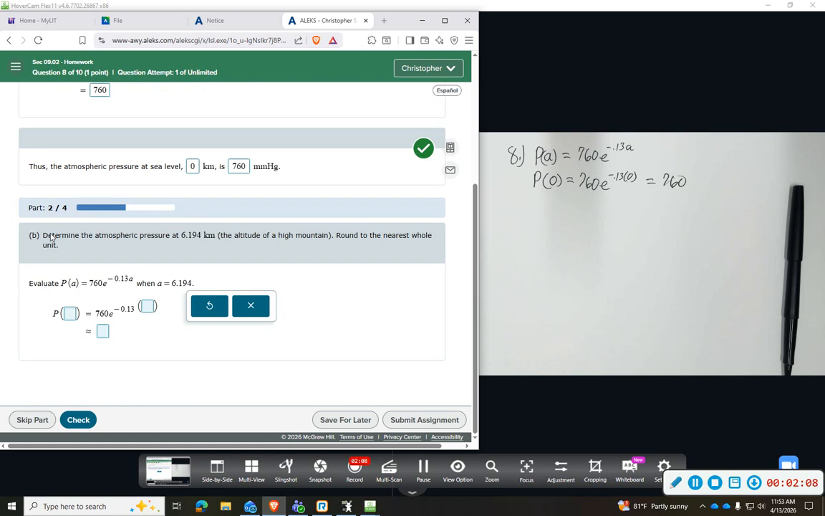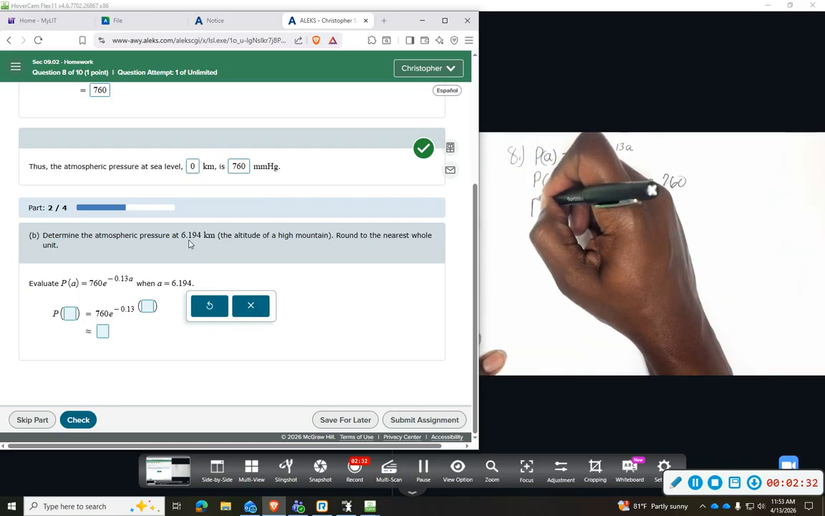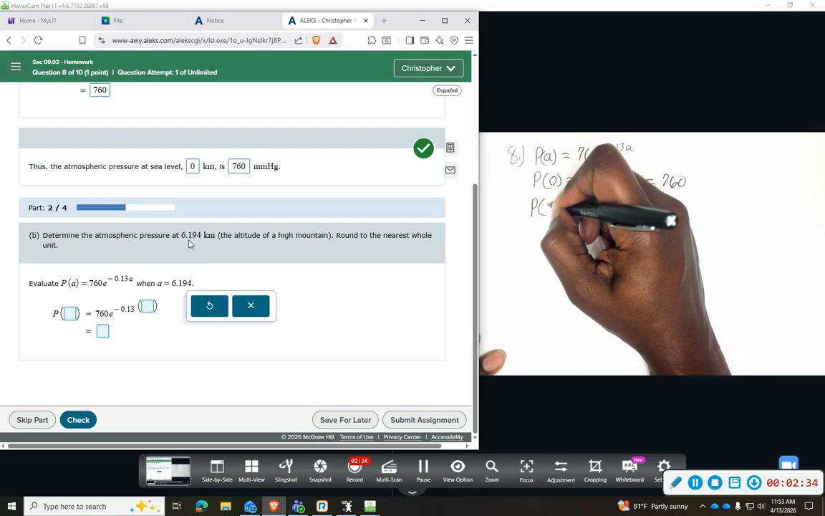All right, and then we have part B. Determine the atmospheric pressure at 6.194 km, the altitude of a high mountain, and then we're going to round to the nearest whole number. So now we're going to do the same thing, except we're going to plug in 6.194. And I'll use the calculator to solve this one.